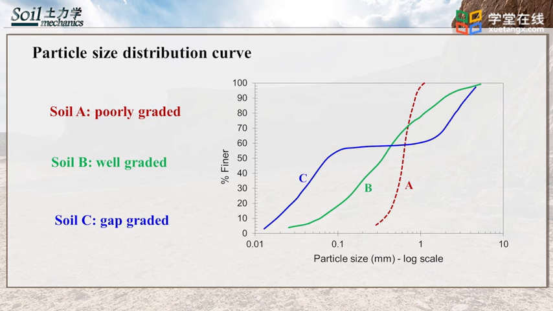Look at gradation curve C. You can see that it has a horizontal section, suggesting that certain particle sizes are missing. This soil only has large and small particle sizes. This is called gap-graded soil.